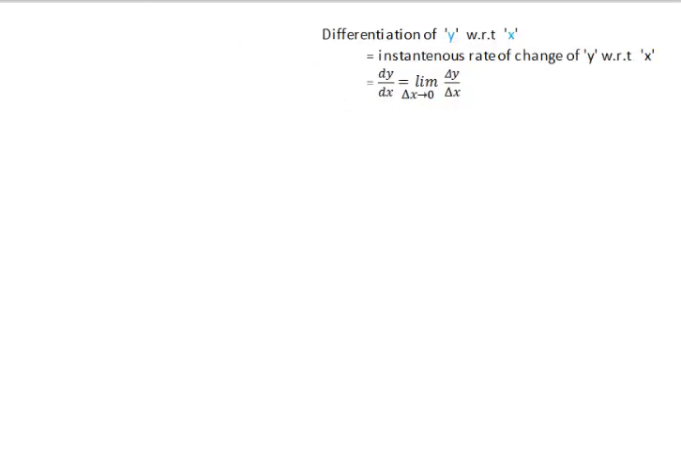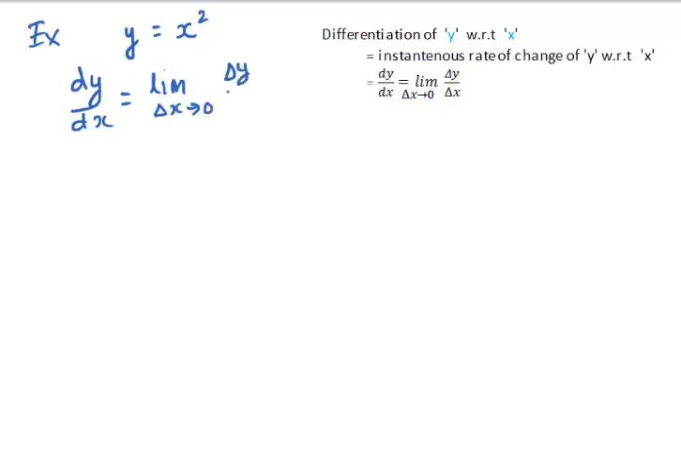For example, we have a function y equal to x square, and we wish to find out dy by dx, which is instantaneous rate of change of y with respect to x. As the definition says, it will be limit delta x tends to 0 delta y by delta x. So our target first is to find delta y by delta x.